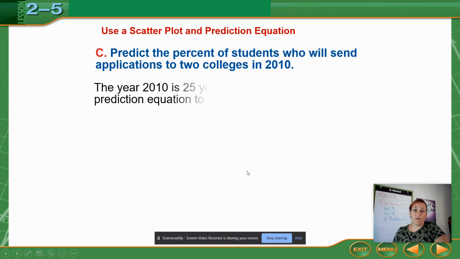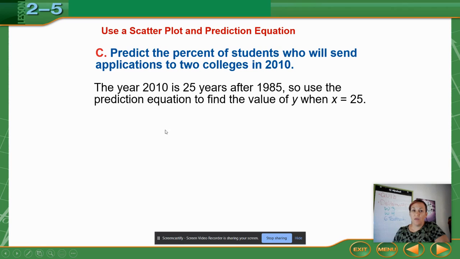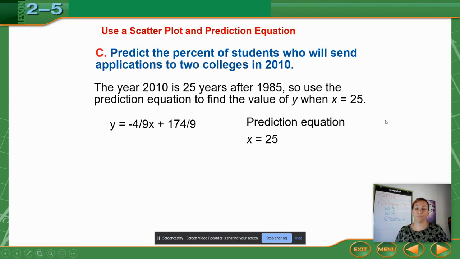So I have my prediction equation. We also need to notice we're not going to use the number 2010. It said that our X value was how many years after 1985. So we need to figure out how many years after 1985 2010 is, and it's 25 years later. That means that my X will be 25. So I'm going to plug 25 into my prediction equation, and then I'll solve.